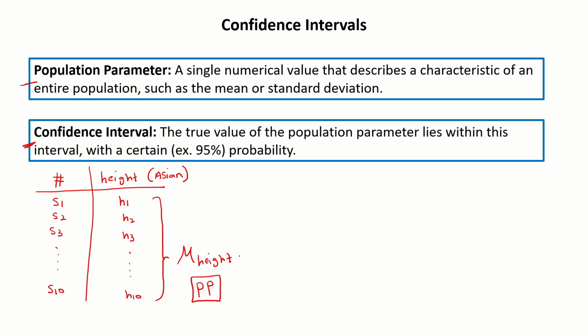Now, using this mean value, we can actually calculate a confidence interval, CI for short. And the confidence interval will give me two values. It will give me a lower bound and an upper bound. And what this means is that the true value of the mean height probably lies somewhere within this interval with a 95% probability. And we can change this to maybe 90% or 99% depending on how stringent we want the confidence interval to be. So the true value for the mean height of all Asians in the world lies within this interval, statistically speaking.